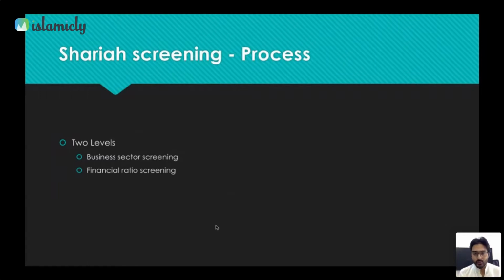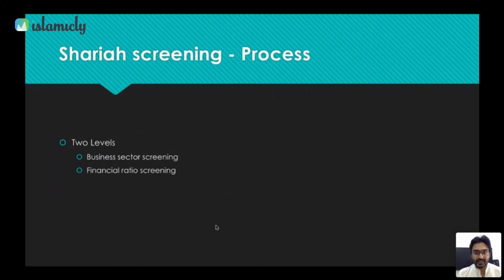Now, before I move on, a lot of people also ask that if a company passes the business sector screening but fails the financial ratio screening, can we still invest in it? The answer is absolutely no, because to be classified as a halal stock, it has to pass through this screening criteria.